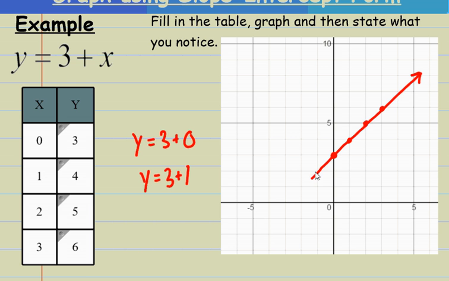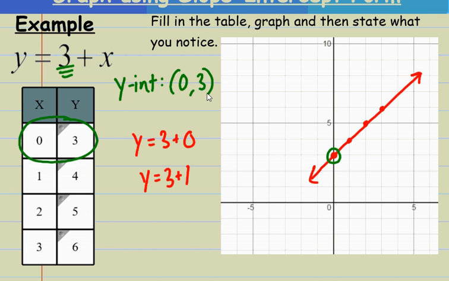That's how we did it in the past when we made a full-on table. What would the shortcut be now? Well, this where it says y equals 3, this 3 that's all by itself, if I look in my table, it's the y-intercept. It's the y-intercept because it's the y value when x is 0. I can see it's the y-intercept because I can look at the graph and see it's where it crosses on the y-axis. So my y-intercept is that value 0, 3.